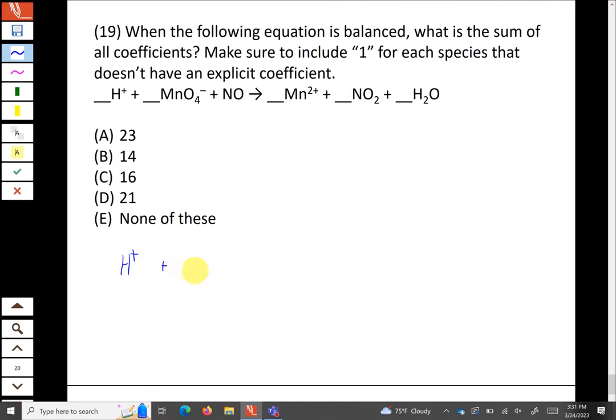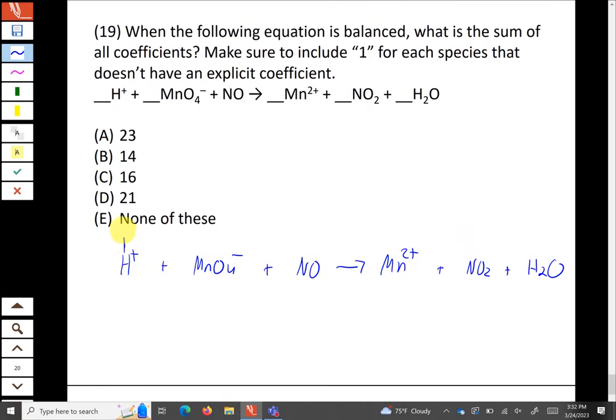H+, MnO4-, NO, Mn2+, NO2, and water. So when we're using the oxidation number method to balance redox equations, the first thing we need to do is assign all the oxidation numbers of every element, every atom on both sides of the arrow. So we have to be pretty proficient at doing that.